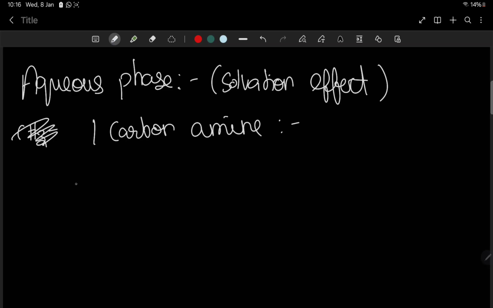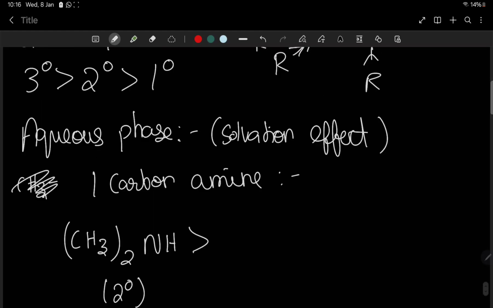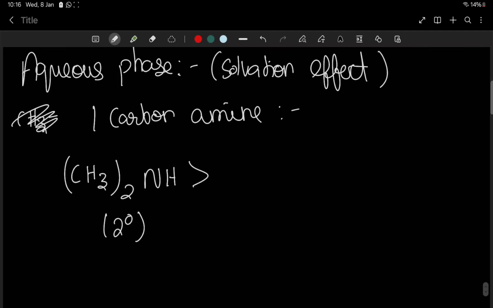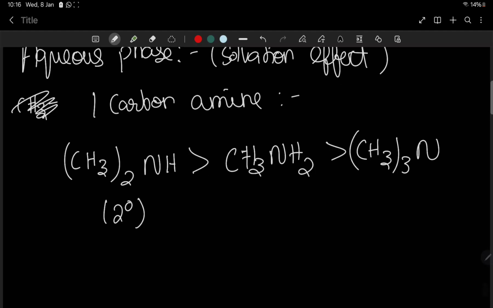Just write this. That is CH3. Here secondary will have the first preference. Secondary will be the most basic. Then what do we expect? The order for gaseous phase is tertiary, secondary, primary. Here it is very different. That is, it is secondary, then tertiary, then primary, last only we are having tertiary here. Okay, 1 carbon amine.